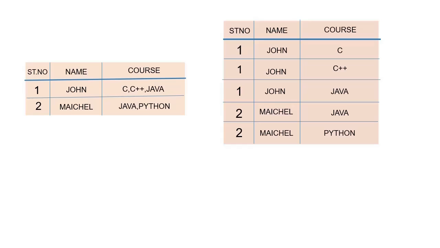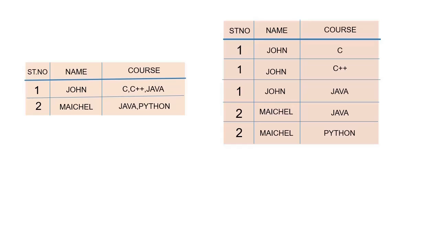Okay, now we have a question. What is the use? Both tables present the same information. Then what is the use of a table having 5 rows instead of a table having just 2 rows? So now let us discuss the use of having such a table formation.